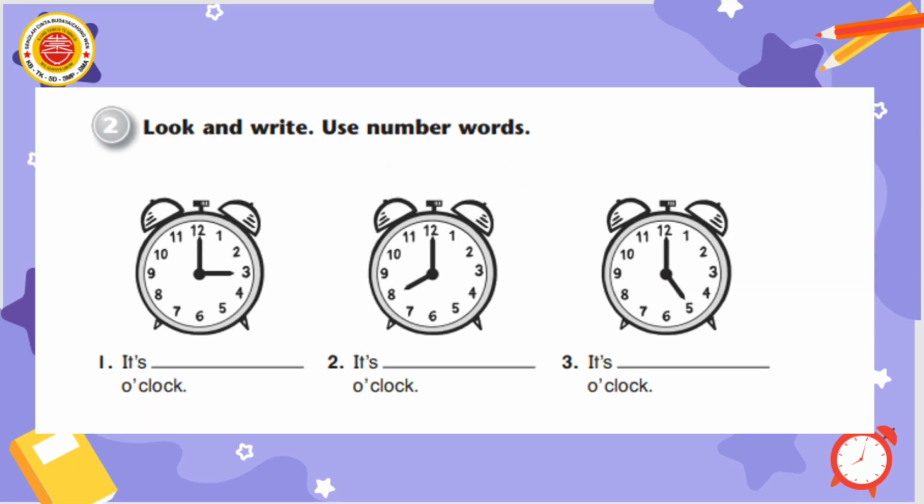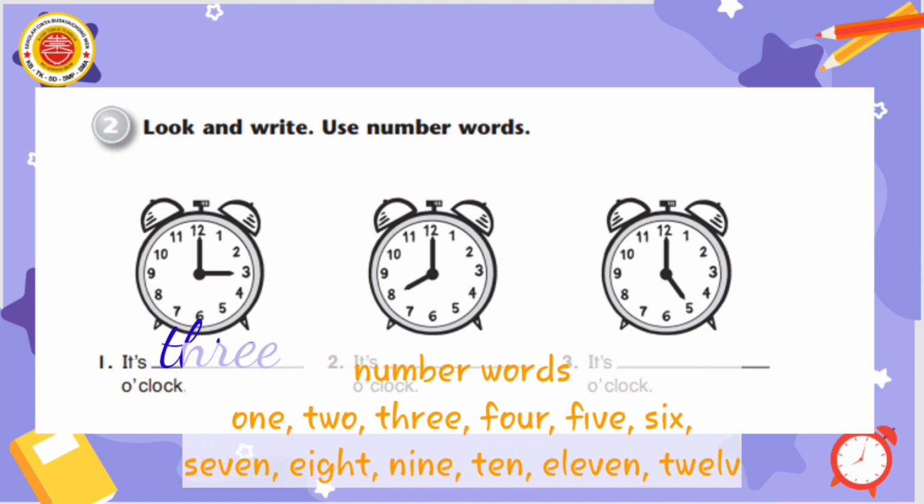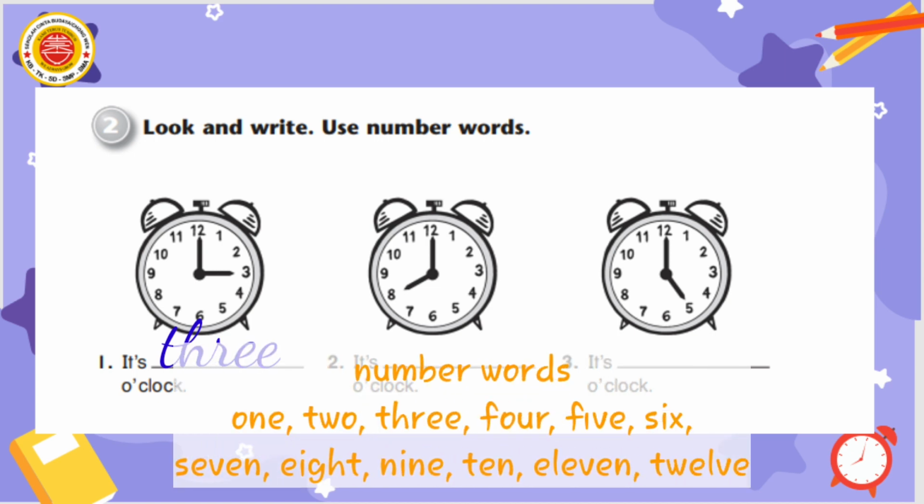Now take a look at the clock face number 1. What time is it? The long hand or minute hand is pointing to number 12. Meanwhile, short hand or hour hand is pointing to number 3. So, it's 3 o'clock. Nah, di sini kita diminta menuliskan jawaban jamnya dalam bentuk kata bilangan.